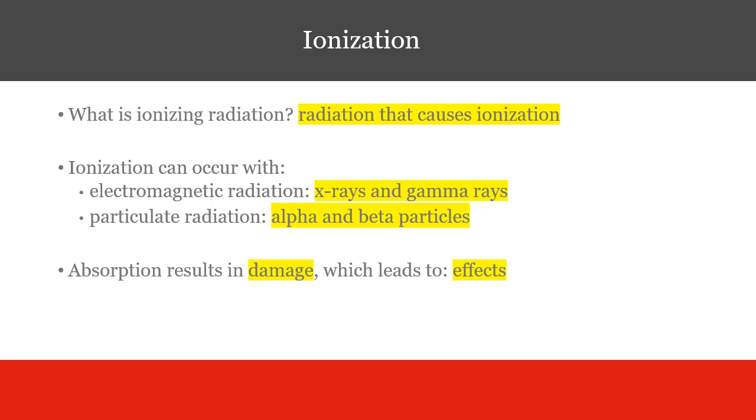So when you're looking at alpha and beta particles, X-rays and gamma rays, 3 of those have a radiation weighting factor of 1: X-rays, gamma rays, and beta particles. Alpha particles have a radiation weighting factor of 20. Therefore, they're 20 times more damaging and can lead to an effect, which is lung cancer.